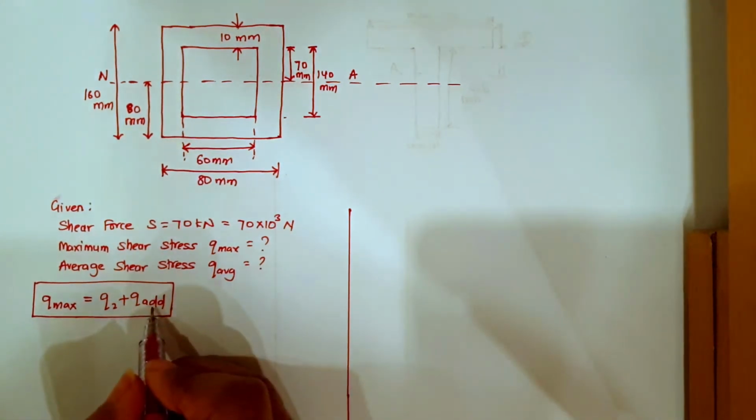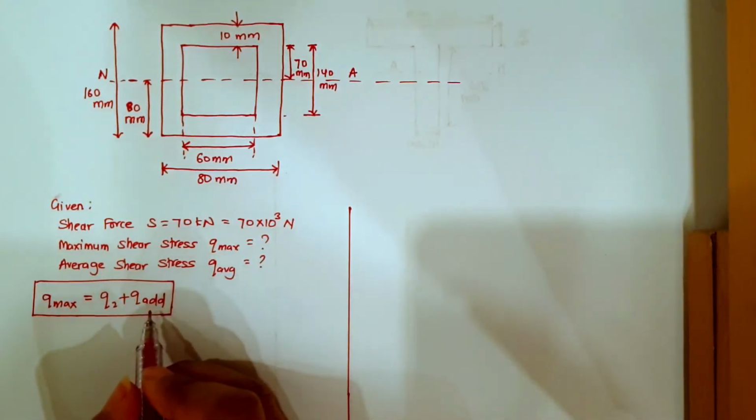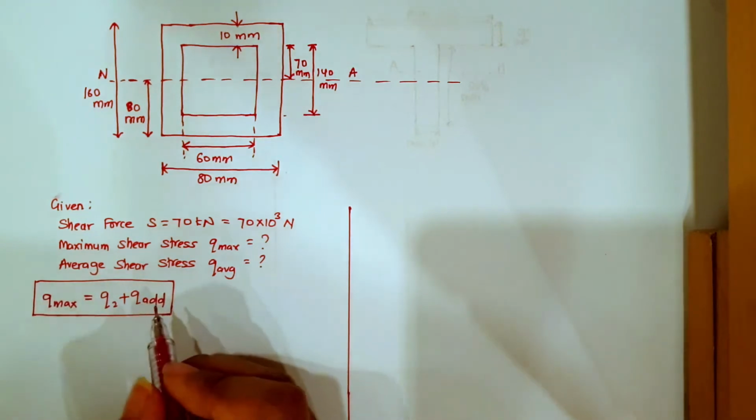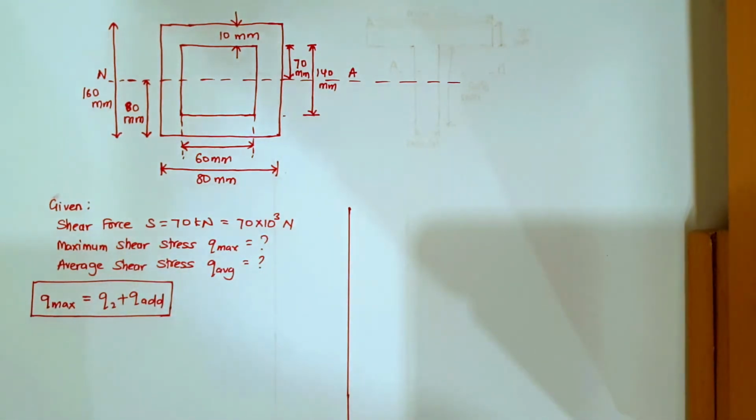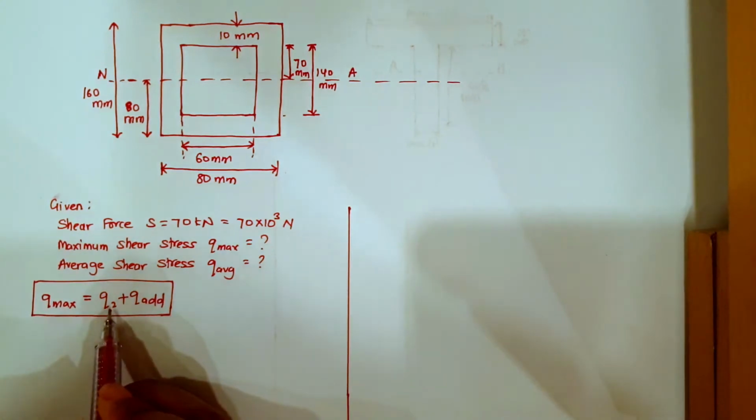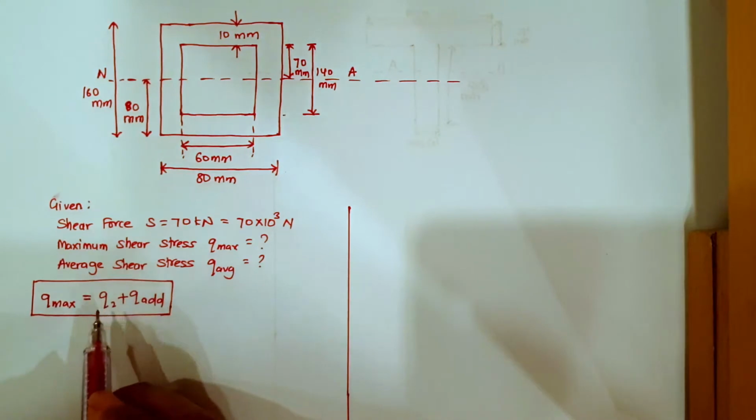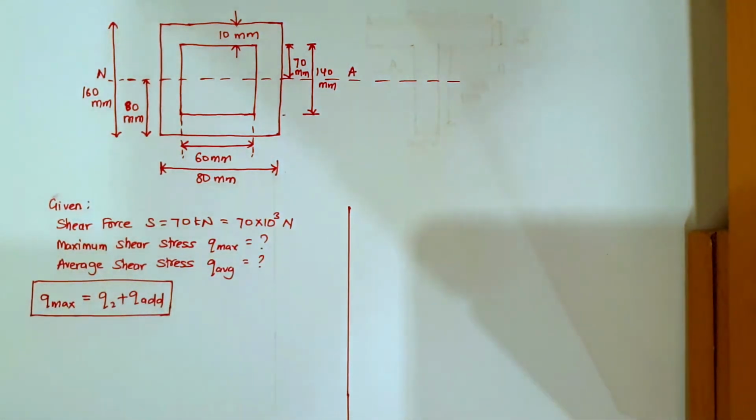Now what is this Q add here? Q add here is the additional shear stress due to web area. Okay, this is due to the web area. I'll show you where. So let us start by solving one by one. Now to find Q2 I need to find Q1. Okay, so let me first start by finding its area, then moment of inertia and everything.